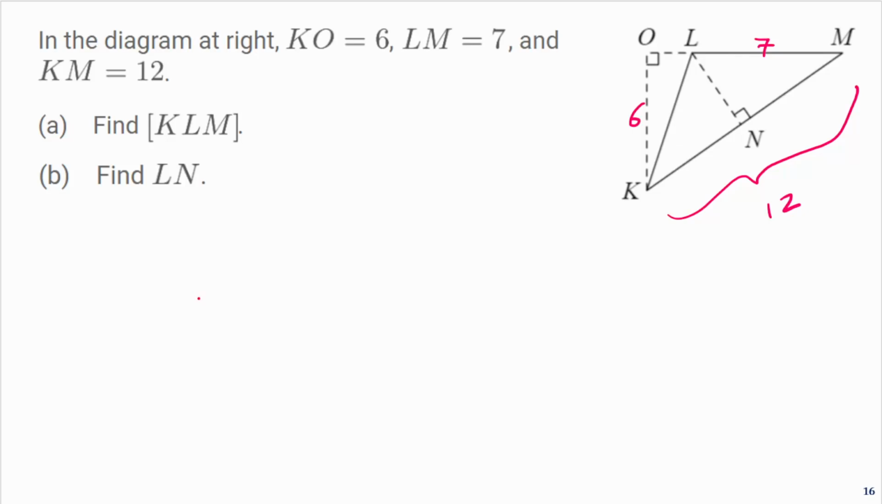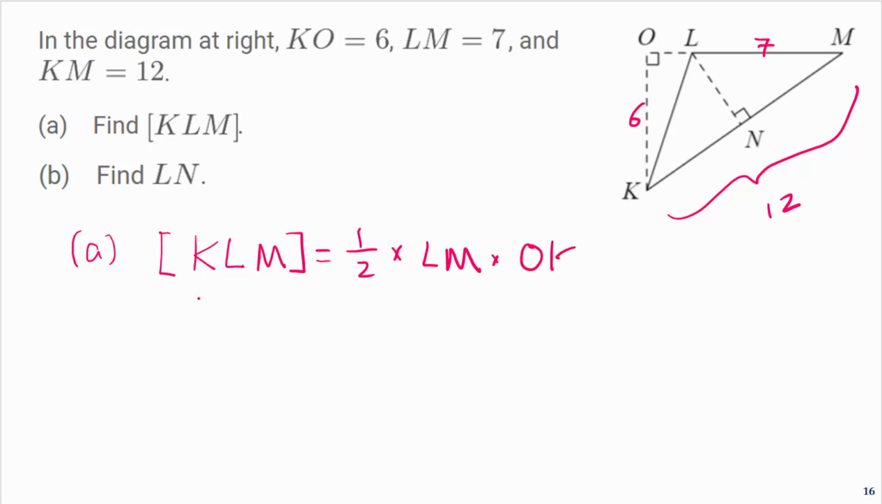Okay, I'll just give you the solution. Because again, this is a pretty straightforward question, right? So OK is the altitude on the base LM. So for the first question, the area of triangle KLM equals 1/2 of the base LM times the corresponding altitude or height, OK, right? So that's 1/2 of 7 by 6, which is 21, right? You follow me?